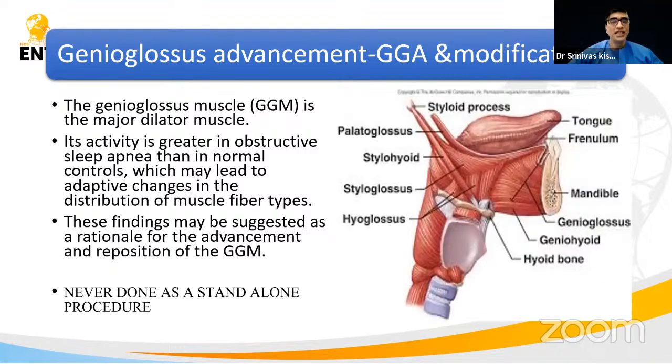So let's first talk about genioglossus advancement. The genioglossus muscle is one of the major dilators of the upper airway, and it is the strongest and biggest muscle that helps in upper airway dilation. In fact, it has been shown that its activity is greater in patients with obstructive sleep apnea than in patients who don't have obstructive sleep apnea. These findings suggest that there is a rationale in repositioning the genioglossus muscle. But please remember that this is not done as a standalone procedure.